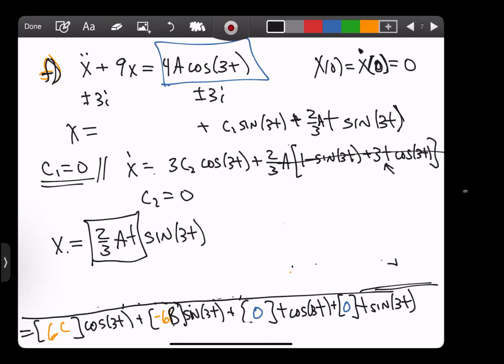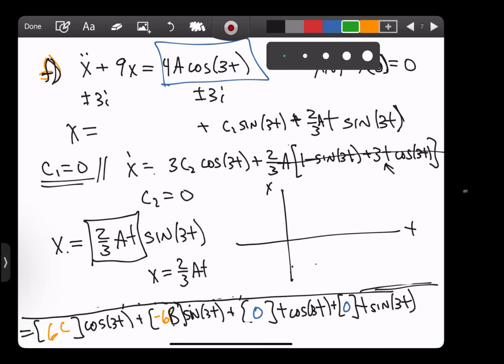Okay. So if you sketch this thing out, what you would have is an envelope which is just 2/3 at. So that's a line, right? X equals 2/3 at. And we're going to do the plus and minus version of it. It's just a line of slope 2/3 a, and then negative 2/3 a for the bottom of the envelope. Inside here, I have a sine curve of period 2 pi over 3.